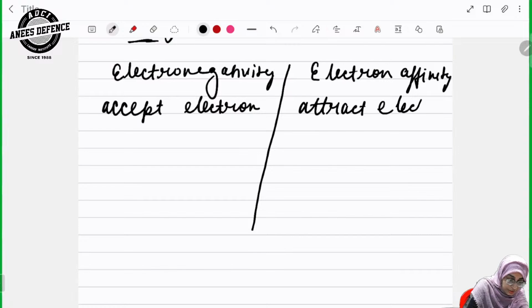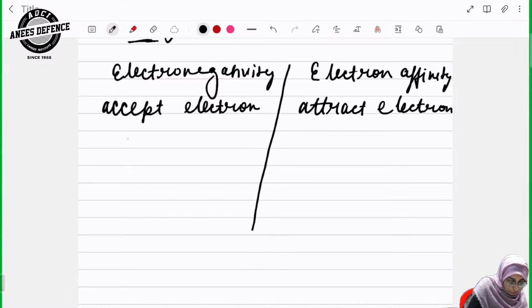Are you getting my point? Yes. This is the basic difference between the two: electron affinity and electronegativity. Electronegativity is the tendency to accept an electron, and it is a tendency to attract an electron. Understand? Okay, let's clear it with one example.